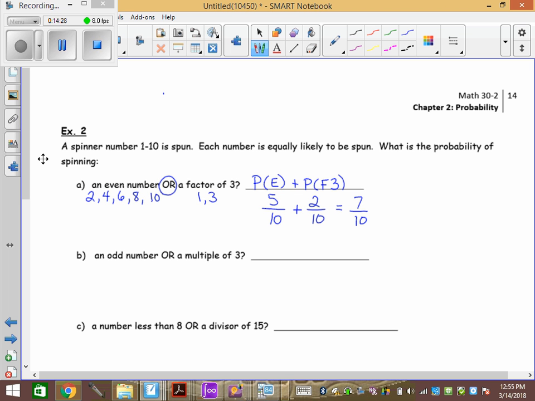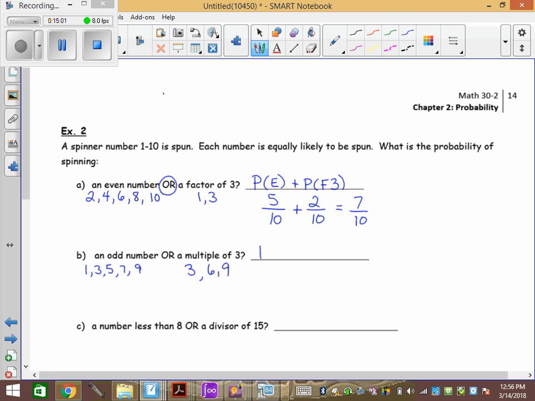So we'll do B together. On an odd number, what are the odd numbers? 1, 3, 5, 7, 9. Stop, because it's numbers 1 to 10. Multiple of 3. 3, 6, 9. Mutually exclusive or not? Not mutually exclusive. So I have to add up their two probabilities and then subtract off the overlap.